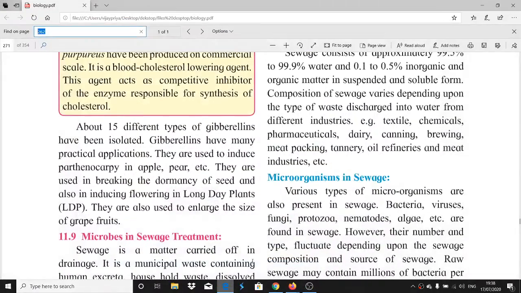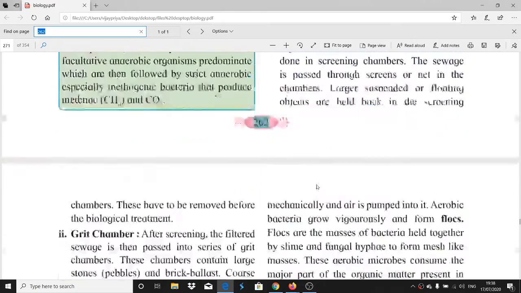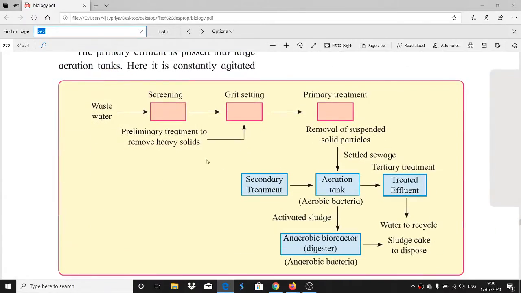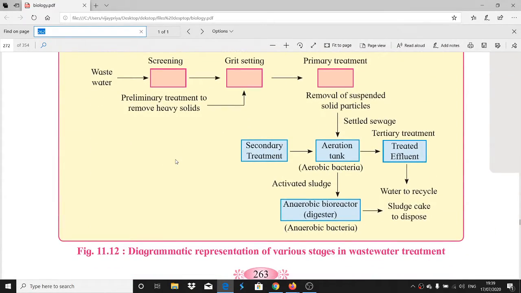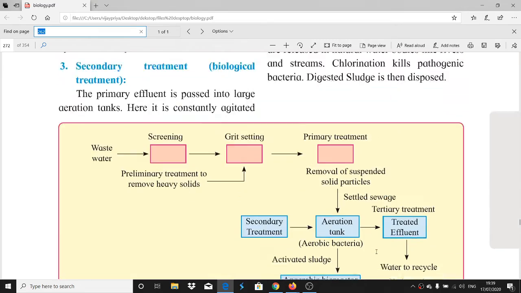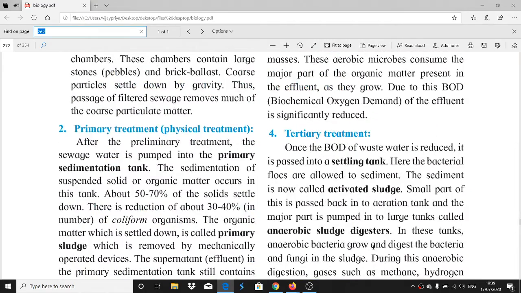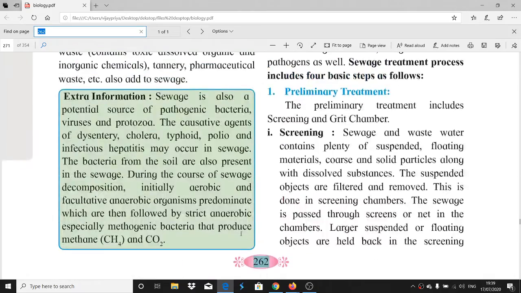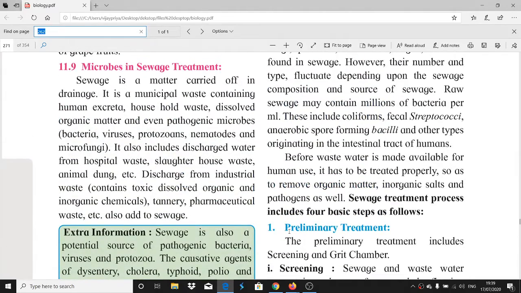Hello students. So we have started the enhancement of food production lesson and this is enhancement of food production part 8. Today we are going to discuss sewage treatment. We have studied the diagram in yesterday's lecture, the diagrammatic representation of various stages in wastewater treatment. Today we are going to discuss each and every step involved in sewage treatment.